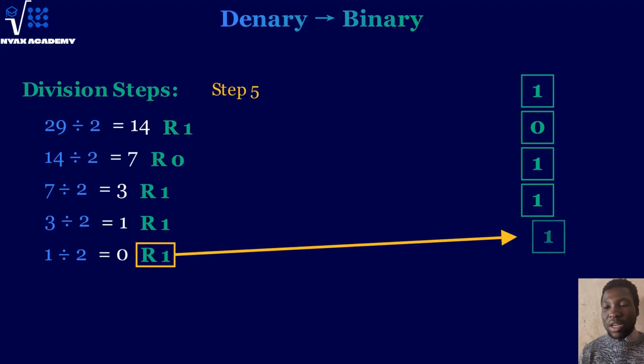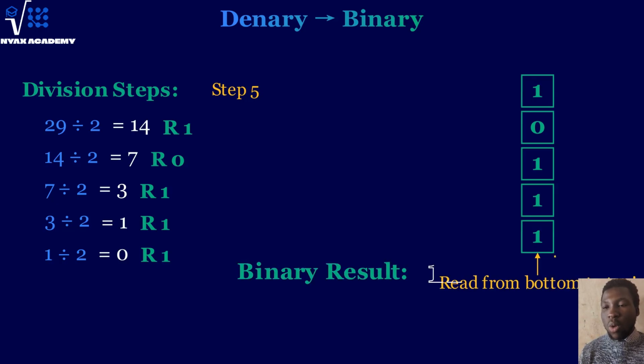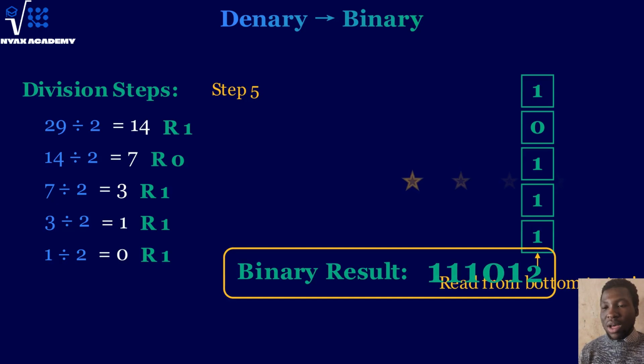Now as we have got 0, we are going to read from the bottom up. So we will take our answer as 1, 1, 1, 0, 1, base 2. That is the representation of 29 in base 2.